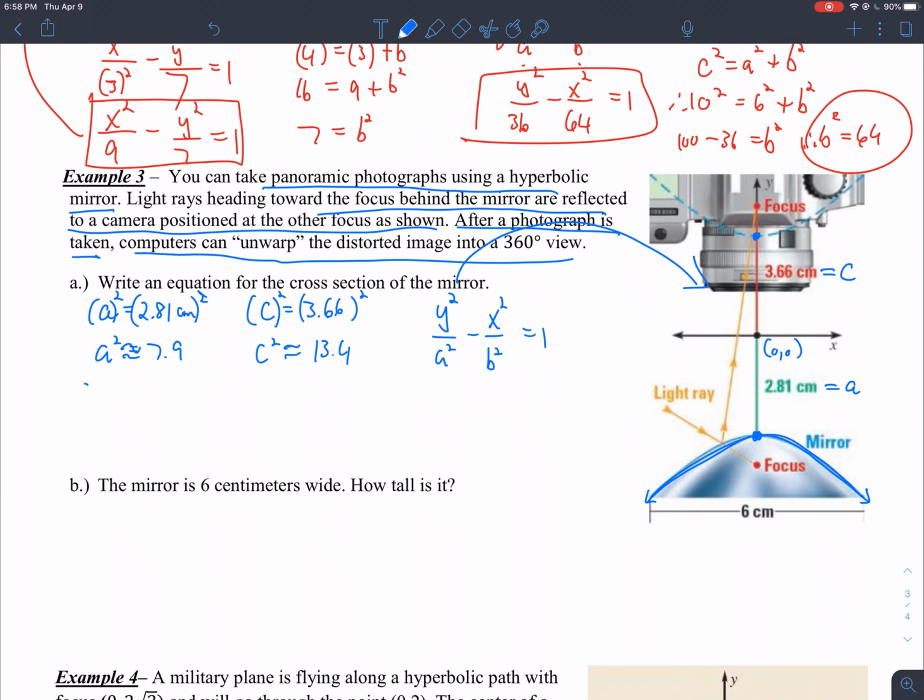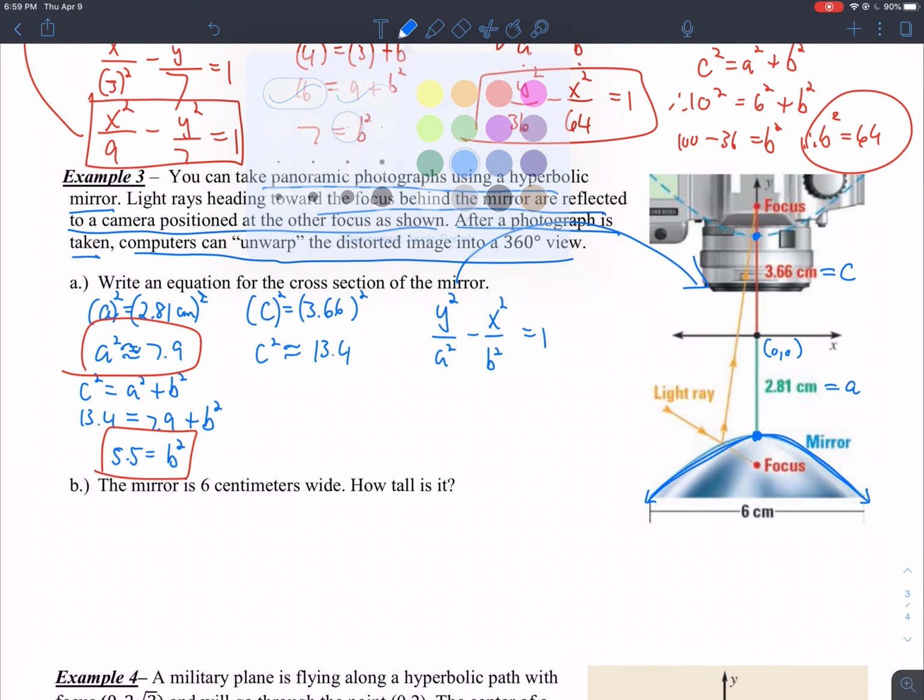And so I would do C squared equals A squared plus B squared. Remember, the formula has a minus, so this formula has a plus. Okay? And then just plug stuff in. So 13.4 is C squared. We already found C squared. Okay? It equals 7.9 plus b squared. And so if you just subtract those two, 13.4 minus 7.9, you get 5.5 is b squared. So I have all the information I need. I have a squared here and b squared here. I can just plug them in.